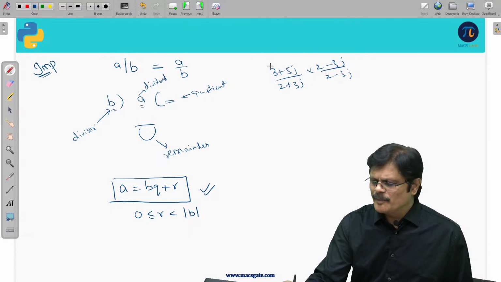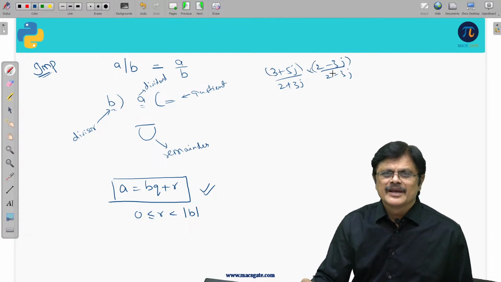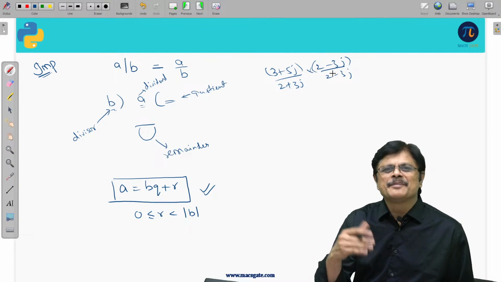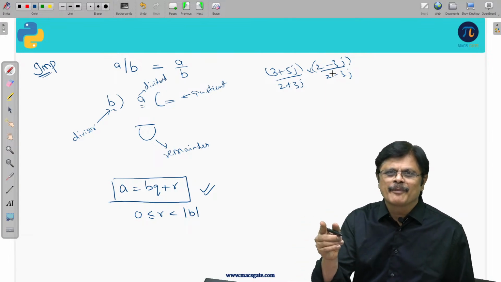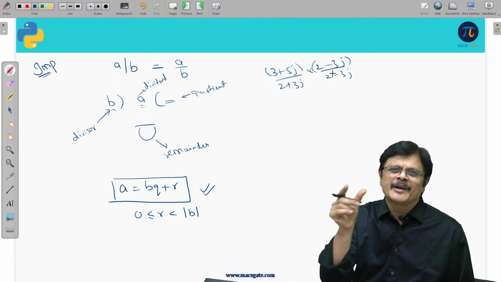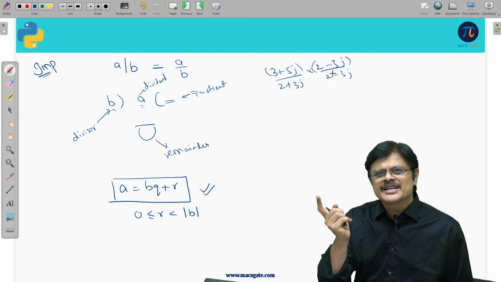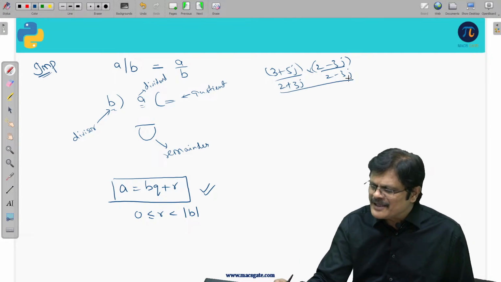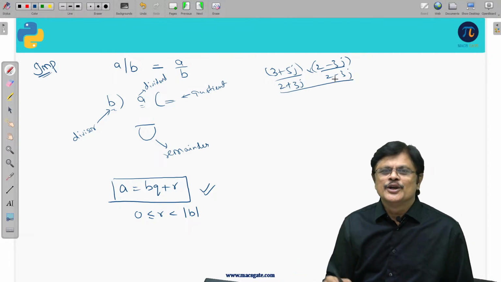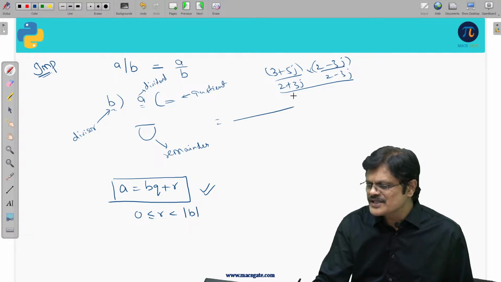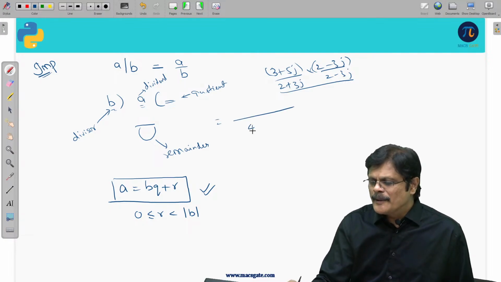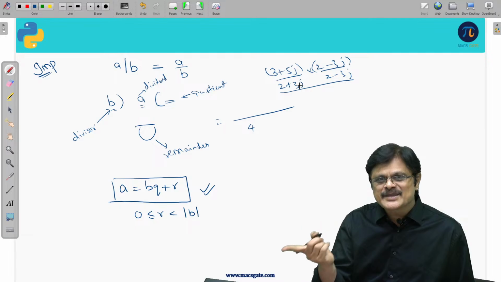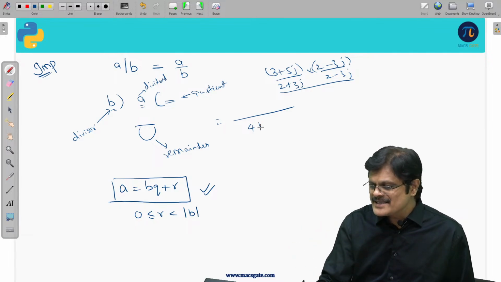You can do this complex multiplication. A plus ib into c plus id, you can multiply, sir. Real part into real part, imaginary part into imaginary part will give you the real part; real into imaginary, imaginary into real give you the imaginary part. Then that has to be divided by 2 plus 3j into 2 minus 3j. What is that, sir? 2 2s are 4 minus 9j square. j square is minus 1, so it is plus 9. 4 plus 9, 13. So we have to divide the result, whatever you get, by 13.